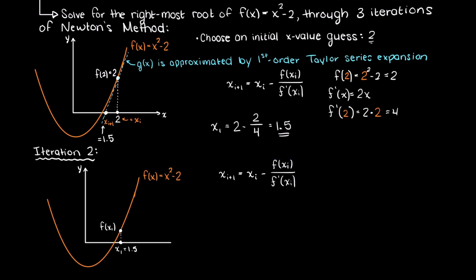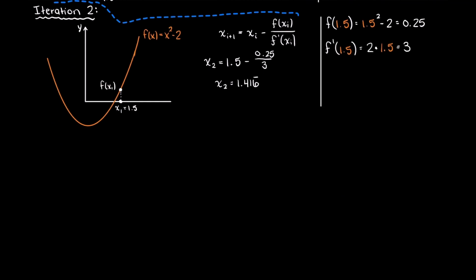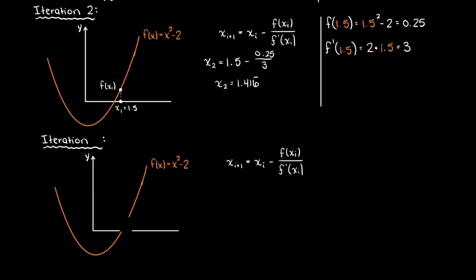So all we have to do is evaluate our function and the derivative at 1.5. Then we can find the next value of x. The approximate root at our second iteration here is equal to 1.416. Lastly, we just need to complete one more iteration of Newton's method, using our third x value, which is 1.416.